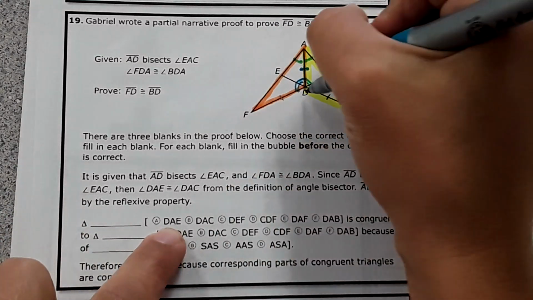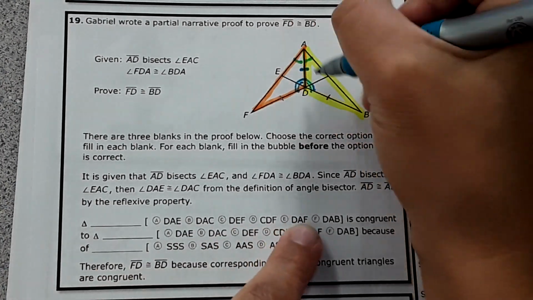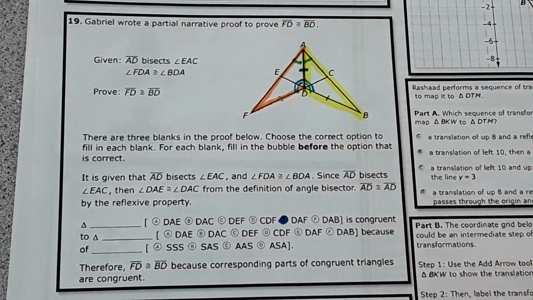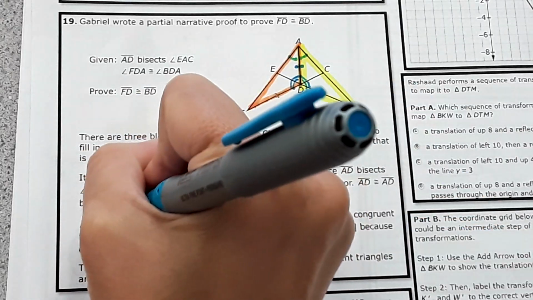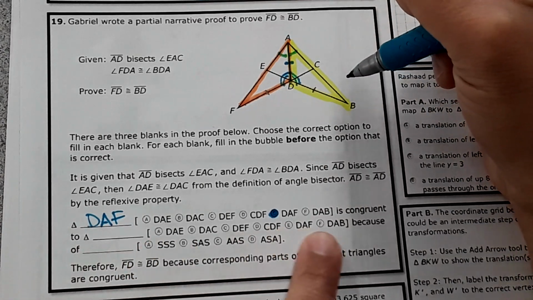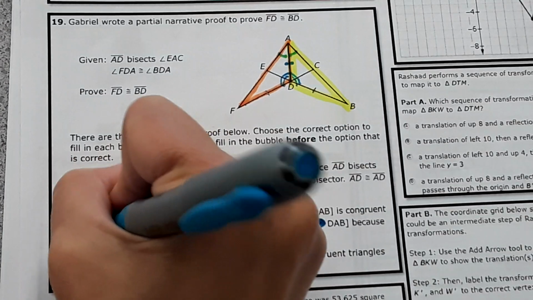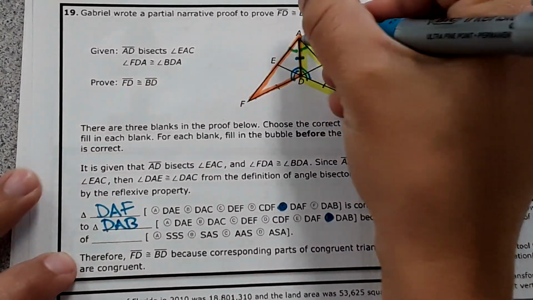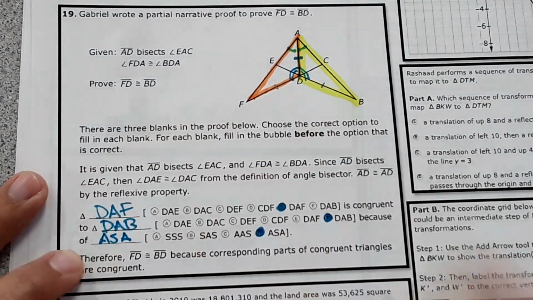So when we're looking at it, that's what we're looking for. So we'll go through the answer choices. DAE, nope. DAC, no. DEF, nope. DAF, yes, that is the triangle we're looking for. So the answer is E, DAF, is congruent to this triangle. So going through the answer choices again, DAB is this triangle. Because of angle, side angle. Done.